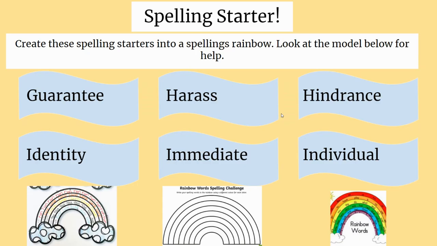Your LO today, or LOLO, is to write a diary entry. Now, we always start our lessons with a spelling starter, and in our final session today, we'd like you to create these spelling starters into a spellings rainbow, looking at the models below. We'd like to make sure that they're nice and colourful, that they're beautifully presented for the reader, and also you get to practice them in a fun and engaging way.